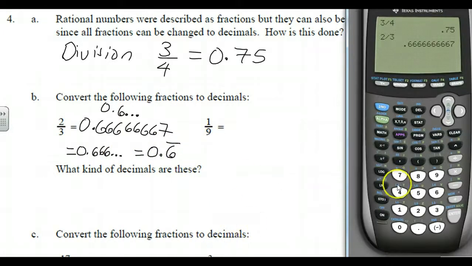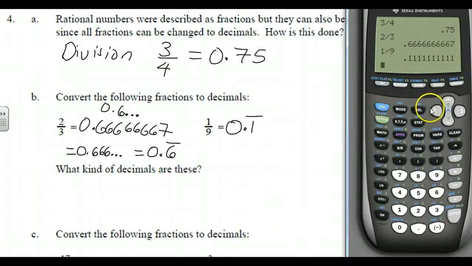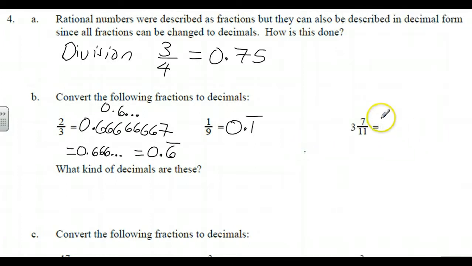1/9. Bunch of repeating ones. So 0.1 repeating. This is preferred notation, at least I prefer this notation. 3 and 7/11. 3 plus 7 divided by 11. Don't worry, the calculator will do order of operations. It will divide, then add 3. 3.63636363.